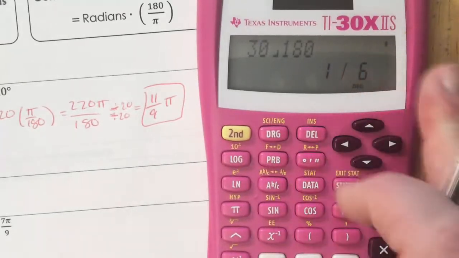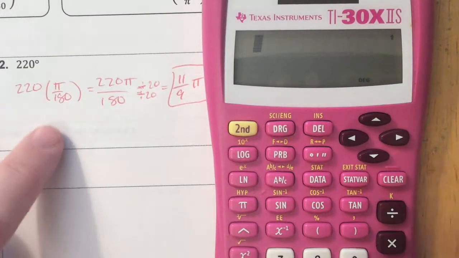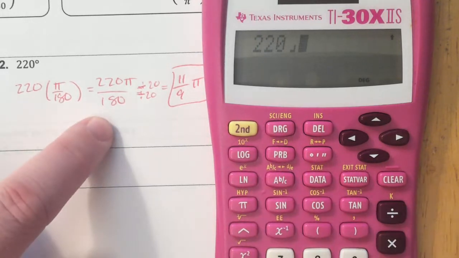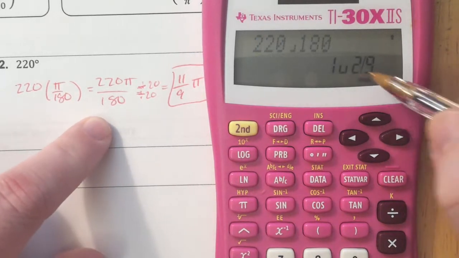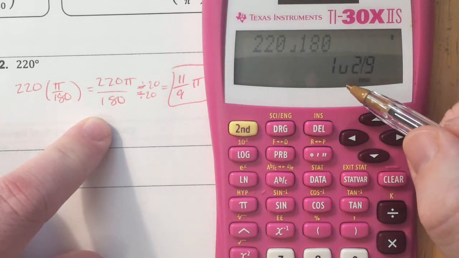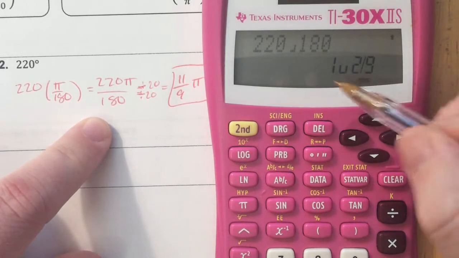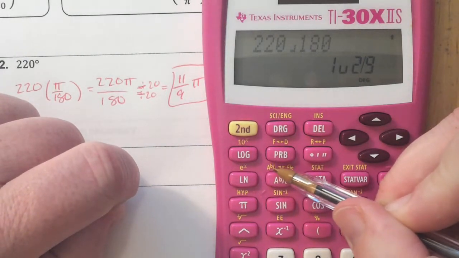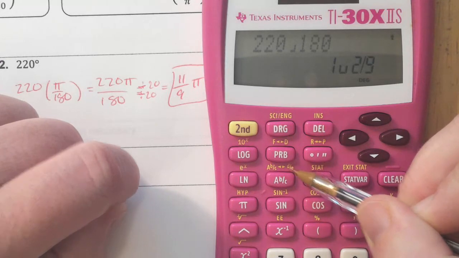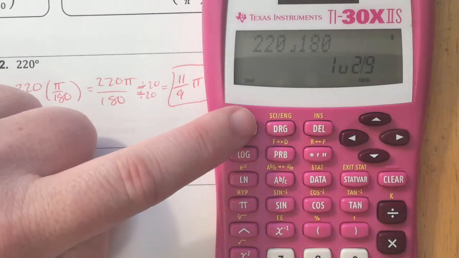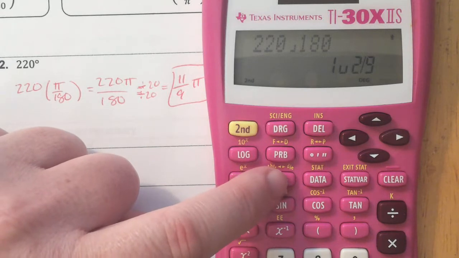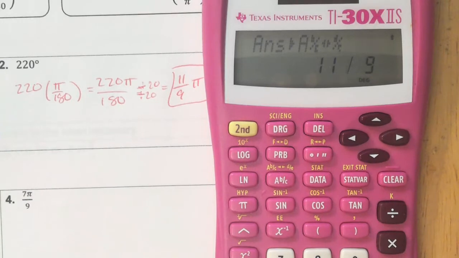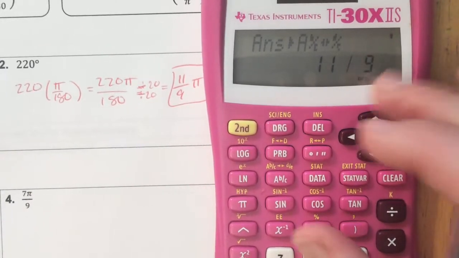Now, but what about this one? On this one, you do the same thing, 220 over, so the fraction bar, 180 equals. Now this is an improper, that's a mixed fraction. So what we're going to do is, you see right here, it goes from mixed to improper. So you're going to push the second button, and then push the fraction thing again, and then push equals. And now it's an improper form. So that's the one we want.